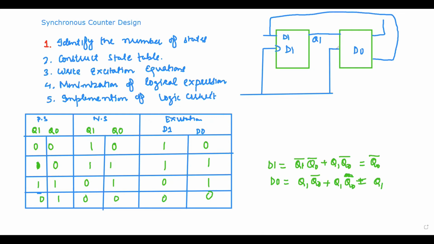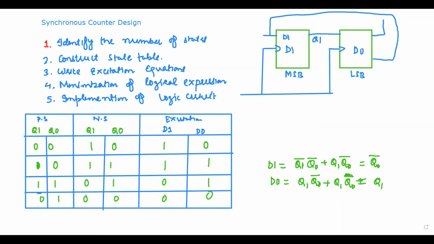This is your clock and it is positive edge triggered. So this is quite simple to draw. This is your MSB, this is your LSB. It can be drawn otherwise also, where you put D0 here and D1 here, so all the connections need to be changed. So this is the simple design for your 2-bit synchronous counter.